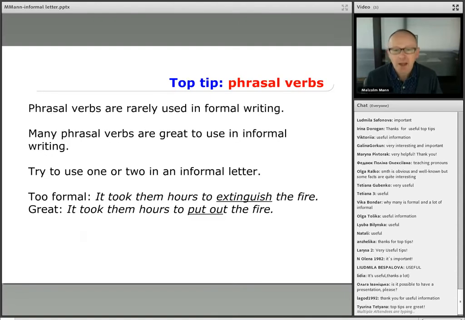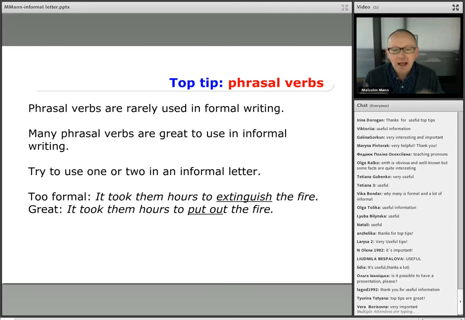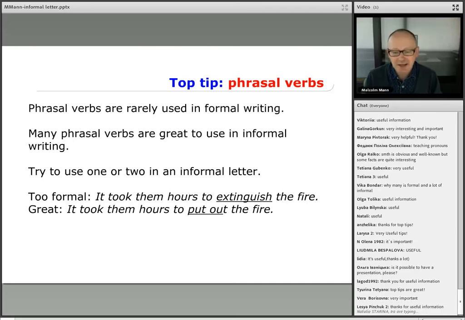Phrasal verbs. Phrasal verbs are usually not used in formal writing, such as essays. They're very rare in academic writing, but they're great to use in informal writing and semi-formal writing, articles, reviews, and informal letters. And this is another problem students make. They use the formal form, so it took them hours to extinguish the fire. It's too formal for an informal letter. Much better to use the phrasal verb, put out.